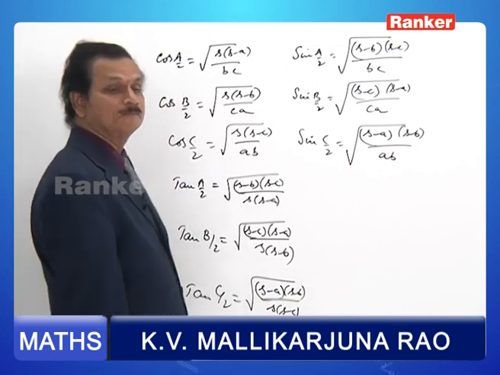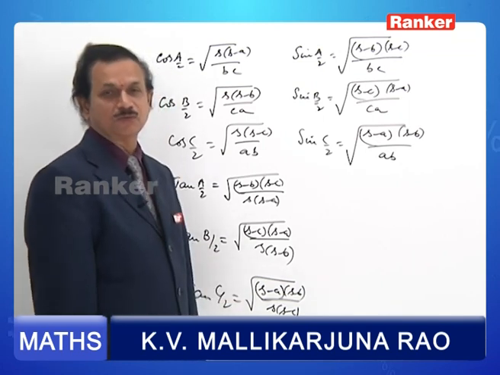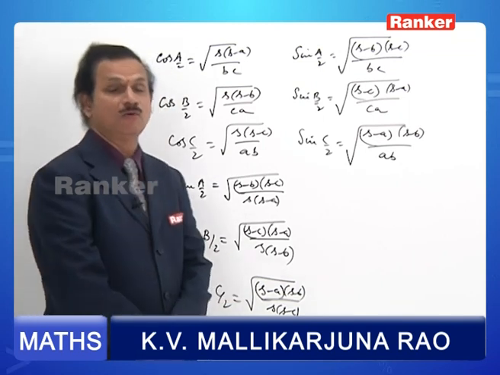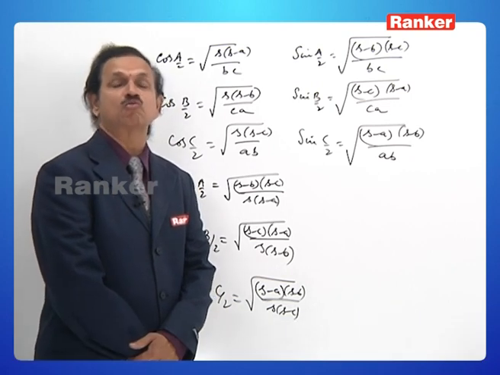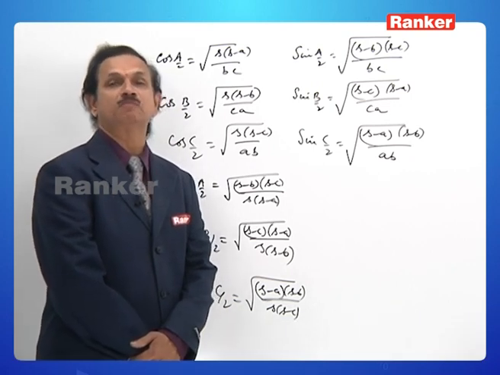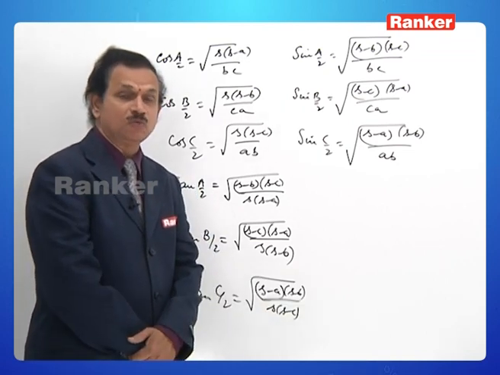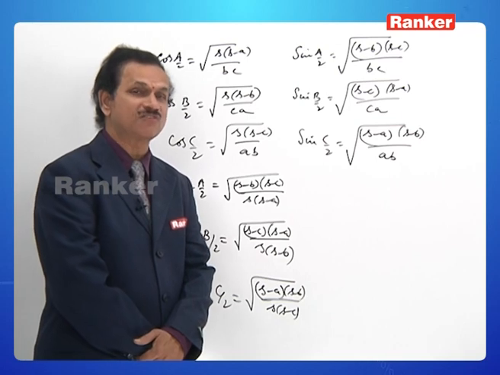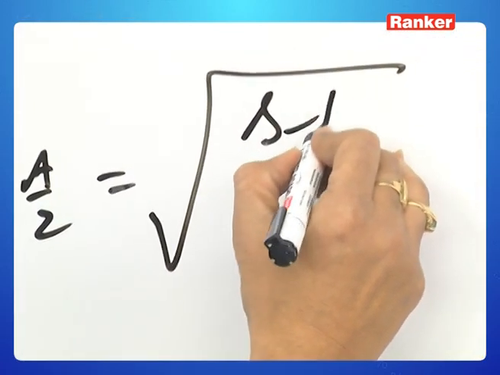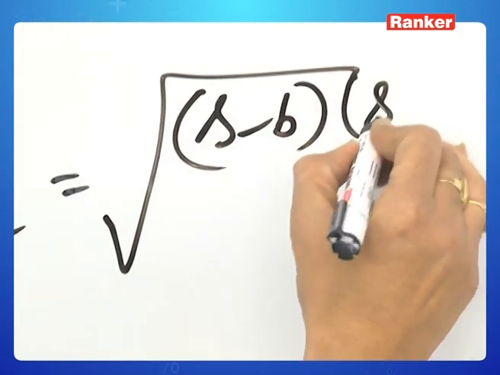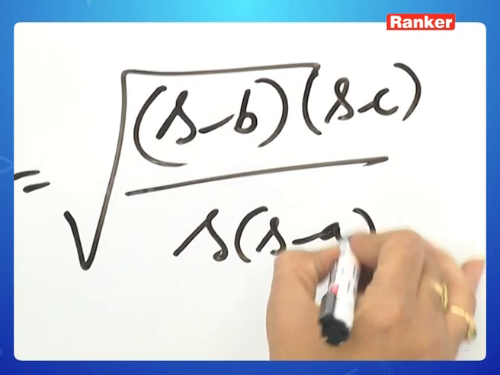Well, friends, regarding this tan A by 2, tan B by 2 and tan C by 2, we can make use of one more standard formula, that is delta is equal to root of s into (s minus a) into (s minus b) into (s minus c), which is a famous formula also called Heron's formula. Tan A by 2 is equal to root of (s minus b) into (s minus c) by s into (s minus a).